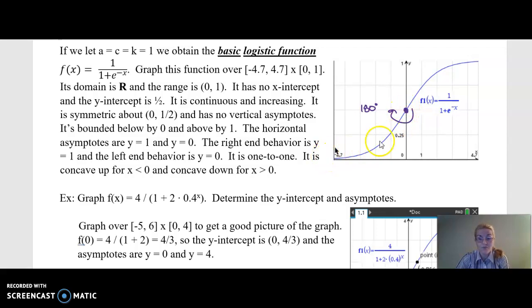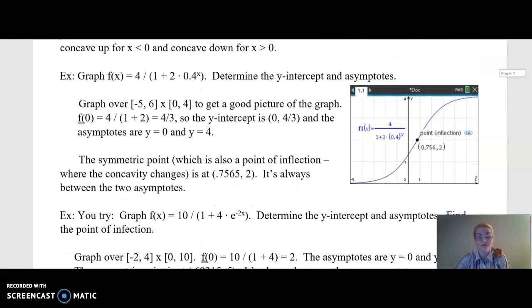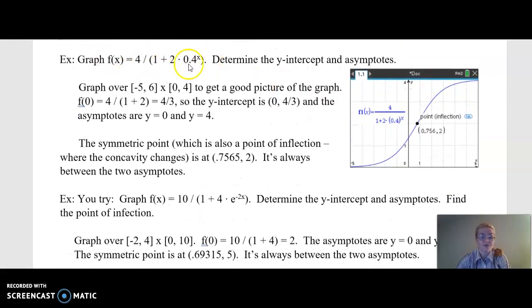So here to the left, right? So for x less than 0, I'm concave up. But for x greater than 0, here I'm concave down, right? So this is also an inflection point. The horizontal asymptotes are 1 and 0. It's bounded above and below by 1 and 0. The right end behavior, left end behavior, it's 1 to 1, concave up, concave down, right? So go ahead, pull out your calculators, and let's practice graphing some logistic functions.